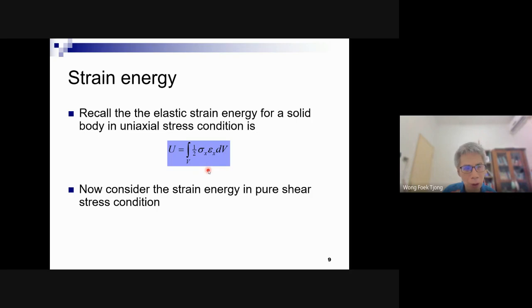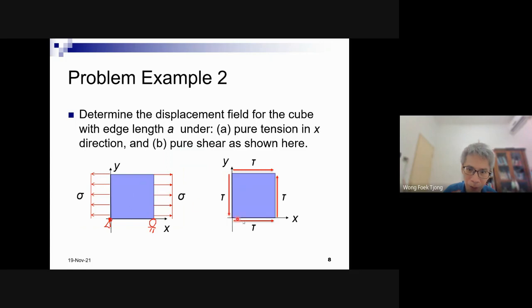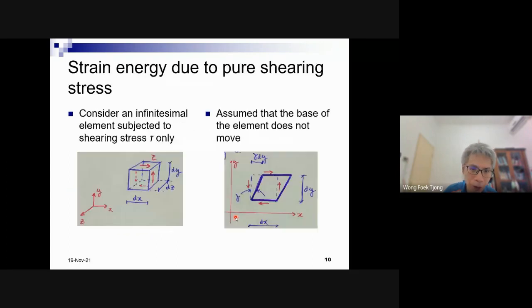Now suppose that in addition to the axial stress in the x direction, we also have a pure shear stress condition. Let's consider now the strain energy due to a pure shear stress condition like this. I think it is the same box as before, but here we have a finite dimension, while this one is very small.